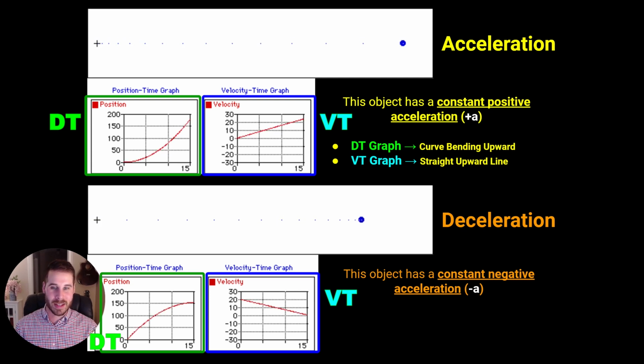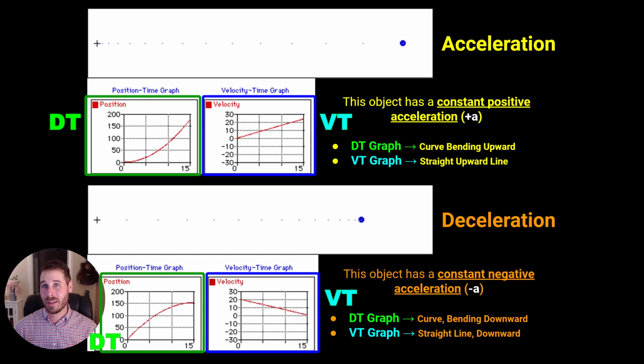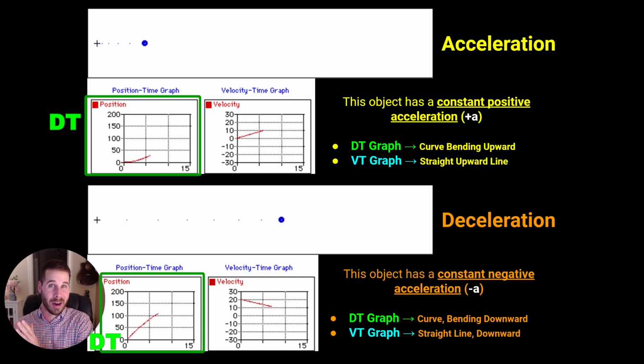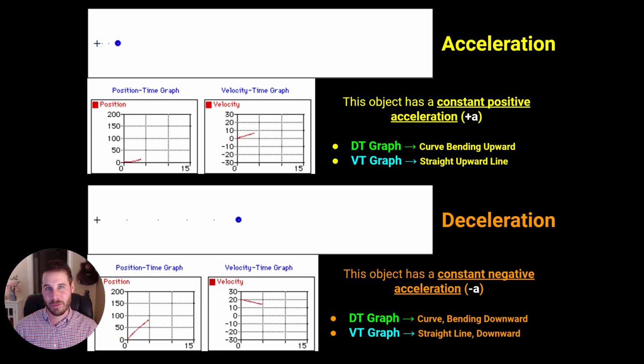So how can you recognize constant negative acceleration on a VT graph or a DT graph? Well, on the DT graph, which is the one on the left, you'll notice a curve, and in this case it's bending downward. And on a VT graph, it will be a straight line pointed downward. And again, the graphs represent the same motion, but they're using different rules, so they represent that motion in different ways. The graphs on the left show where the object is. The graphs on the right show how fast it's going. That's why they look different.